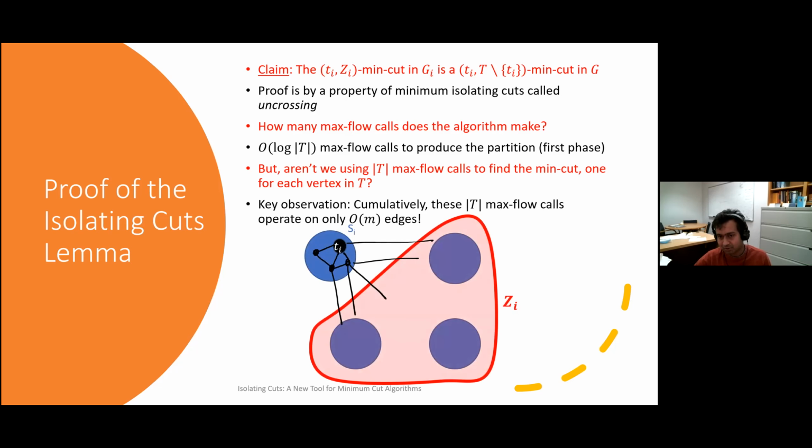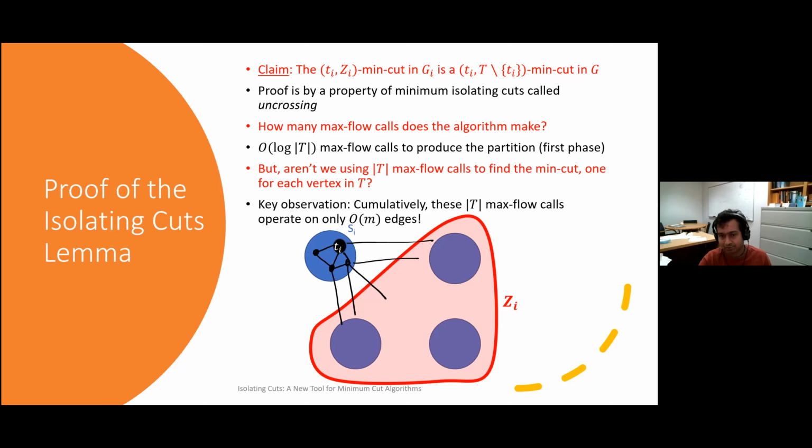But the key observation is that cumulatively, these T max flow calls aren't operating on too many edges. So let's look at the edges that any such max flow call is operating on. Here's a schematic diagram. You have Si, which is uncontracted, which is the blue part that contains this terminal Ti. And you have Zi, which is contracted and contains everything that's outside Si. All of Zi is contracted, so edges inside Zi don't show up in this max flow. So what are the edges that do show up? There are two categories of such edges.